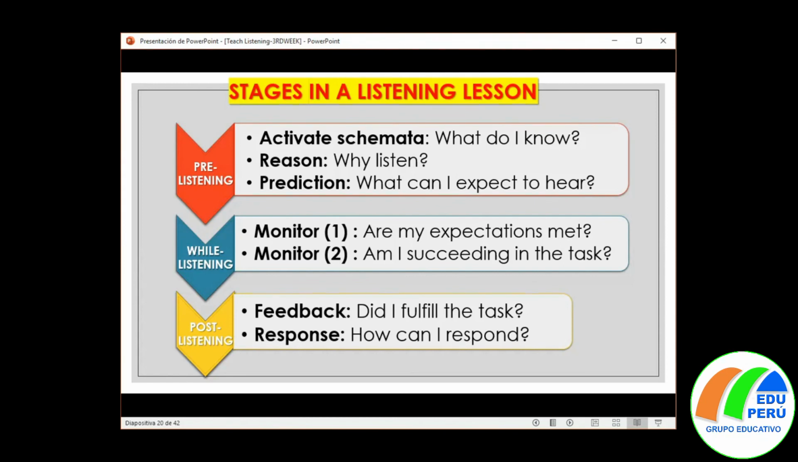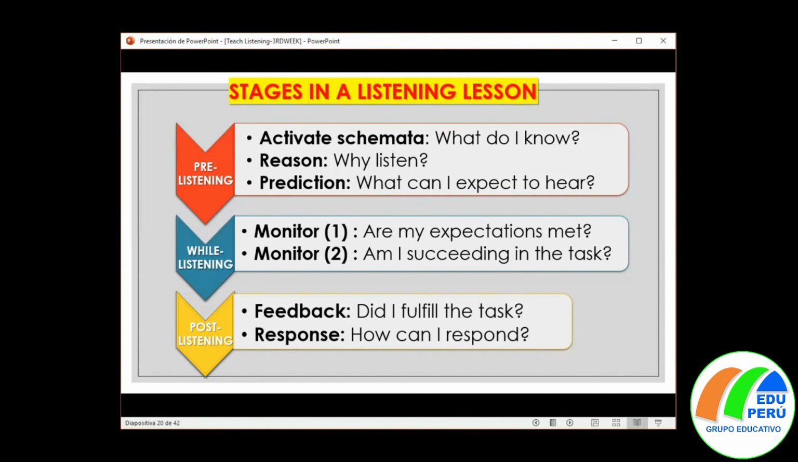In a while listening, you're analyzing. You start analyzing your comprehension, doing some tasks, doing some activities. And in the post-listening, a feedback. You start checking or expanding or reflecting on what you have learned and you have listened to. All right? So notice that these are the three stages in a listening lesson.